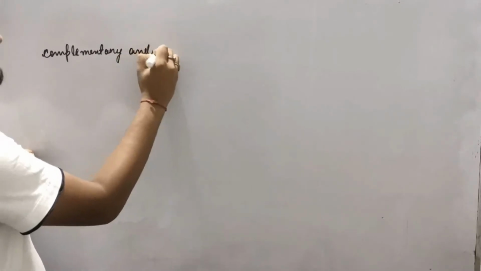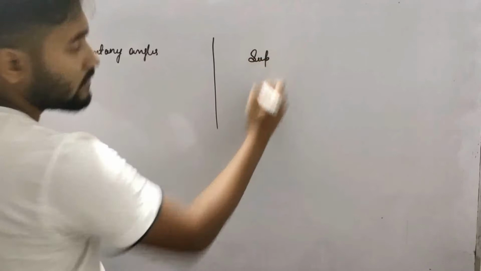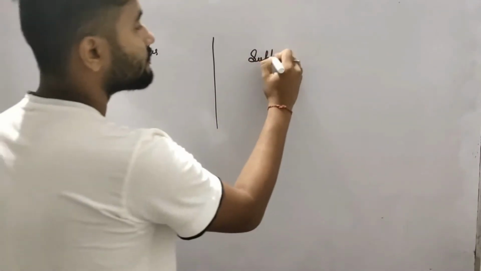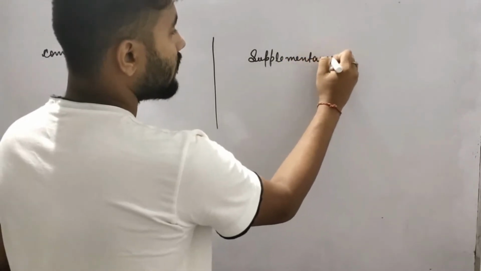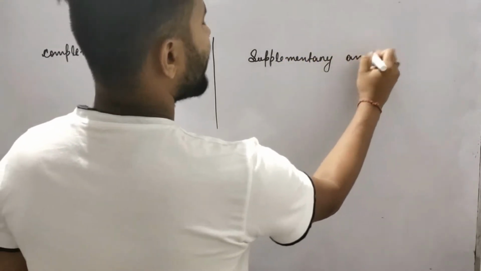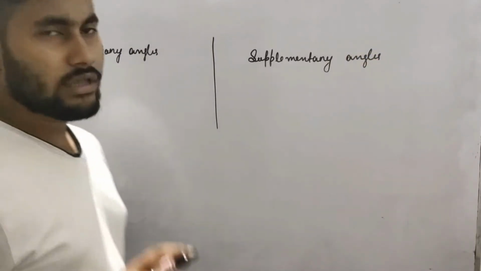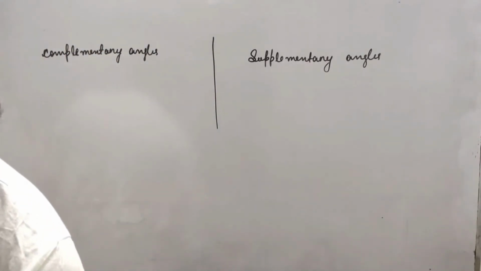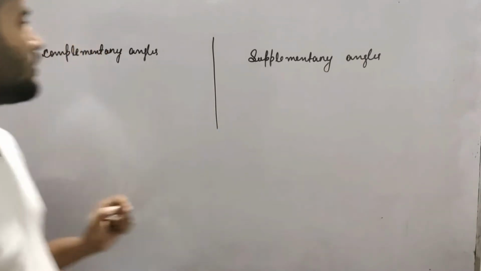Complementary angles and what? And supplementary angles. Okay, supplementary angles. So when two angles, okay, this is for two angles. When two angles, you will call them complementary. This is only for how many angles? Two angles.